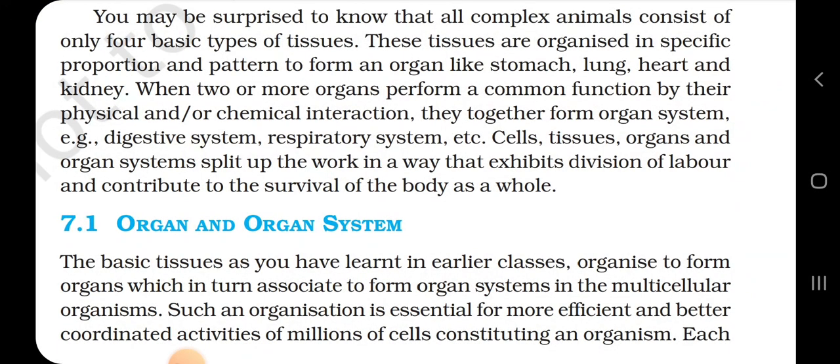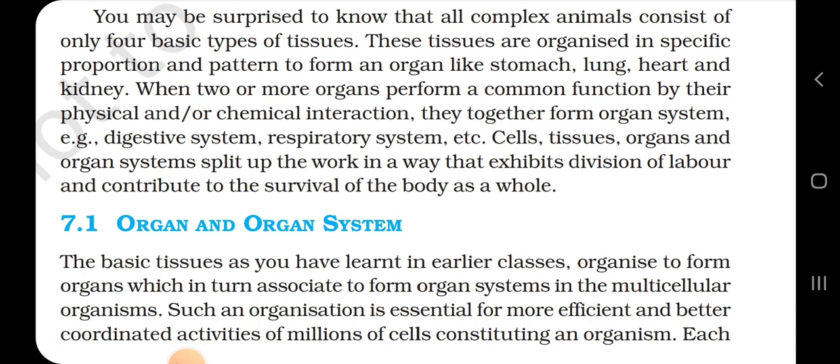You may be surprised to know that all complex animals consist of only four basic types of tissues. These tissues are organized in a specific proportion and pattern to form an organ like stomach, lung, heart, and kidney. When two or more organs perform a common function by their physical and/or chemical interaction, they together form an organ system, for example digestive system, respiratory system, etc. Cells, tissues, organs and organ systems split up the work in a way that exhibits the division of labor and contribute to the survival of the body as a whole.